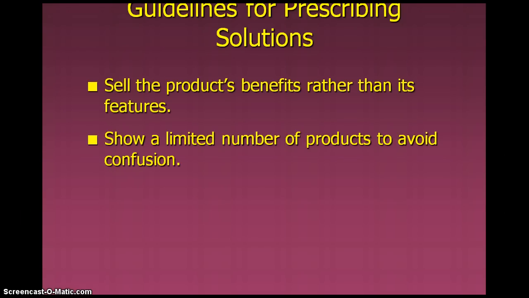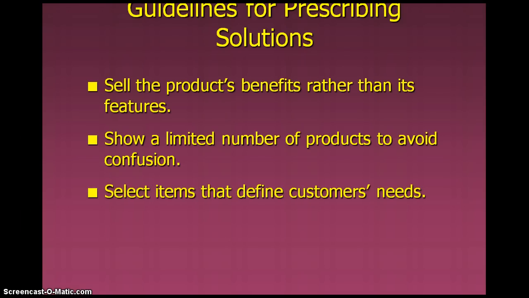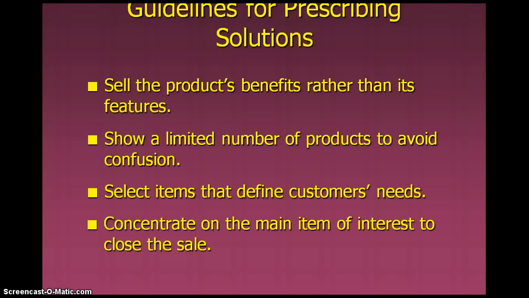Make sure not to confuse them. So maybe give them 1 or 2 options. Do not give 5 options. They will get very confused, maybe even frustrated. Stress the benefits rather than the features, as we previously talked about, and select items that ultimately meet their needs.